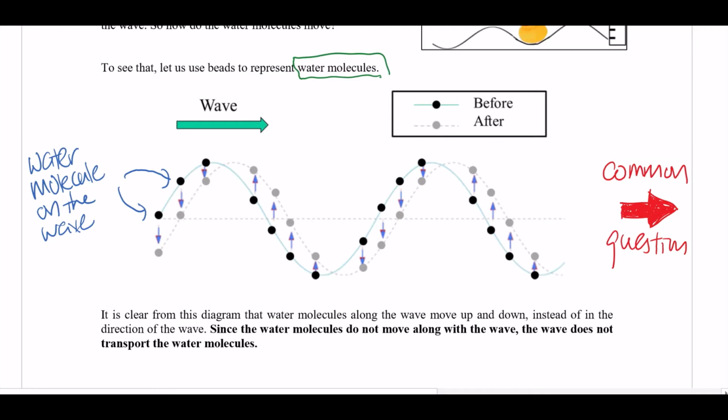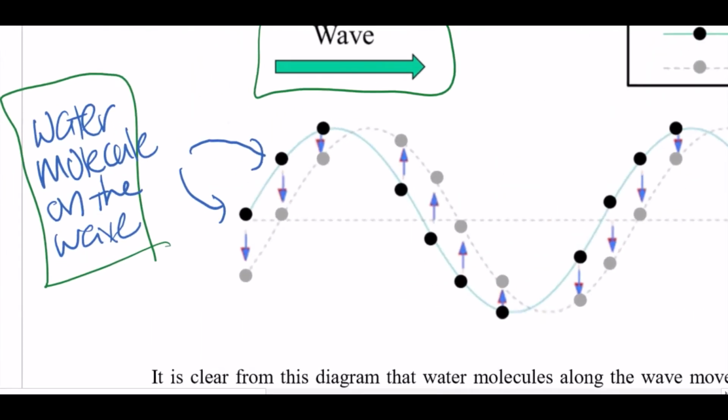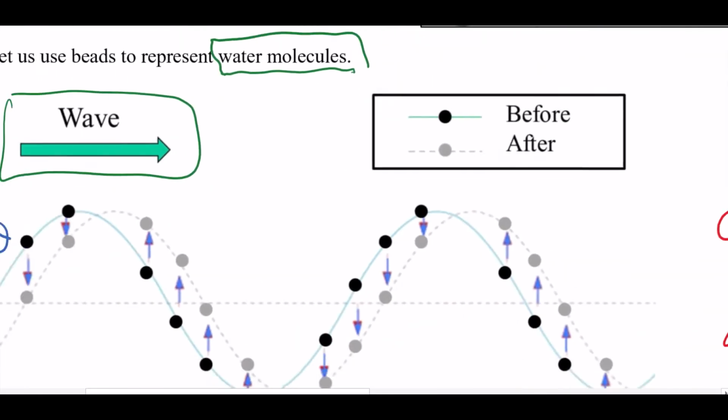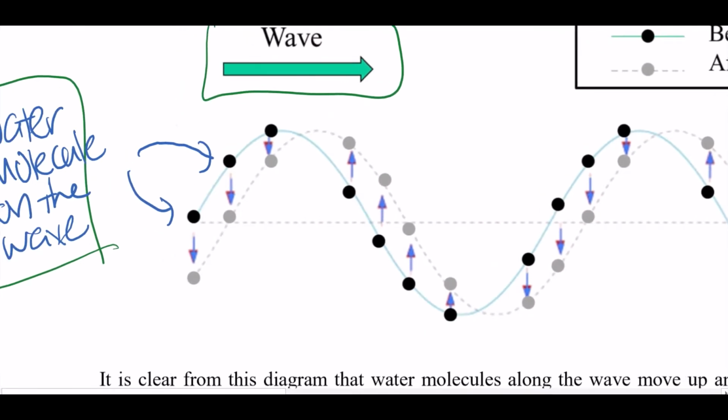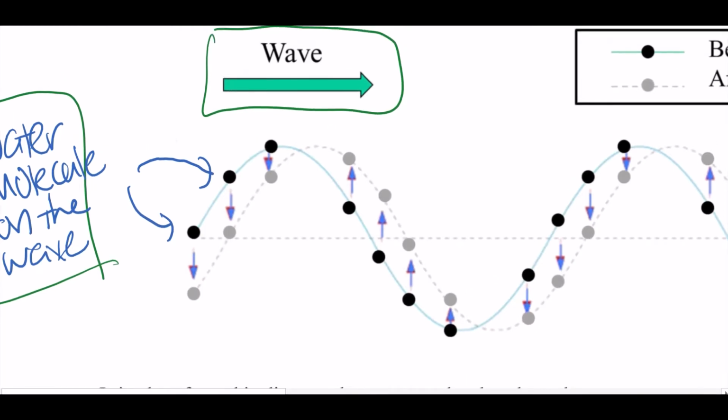Okay, now in this case, the wave is traveling from left to right. So let's examine every water molecule along the wave. You can see here this water molecule on the wave itself. Let's zoom in a little. This blue line represents the wave before, and the dotted one represents after, for example, half a second. You know that the wave has traveled to the right hand side. So this one is the before, and this one is the after. After a very short time, the wave has moved to the right hand side.